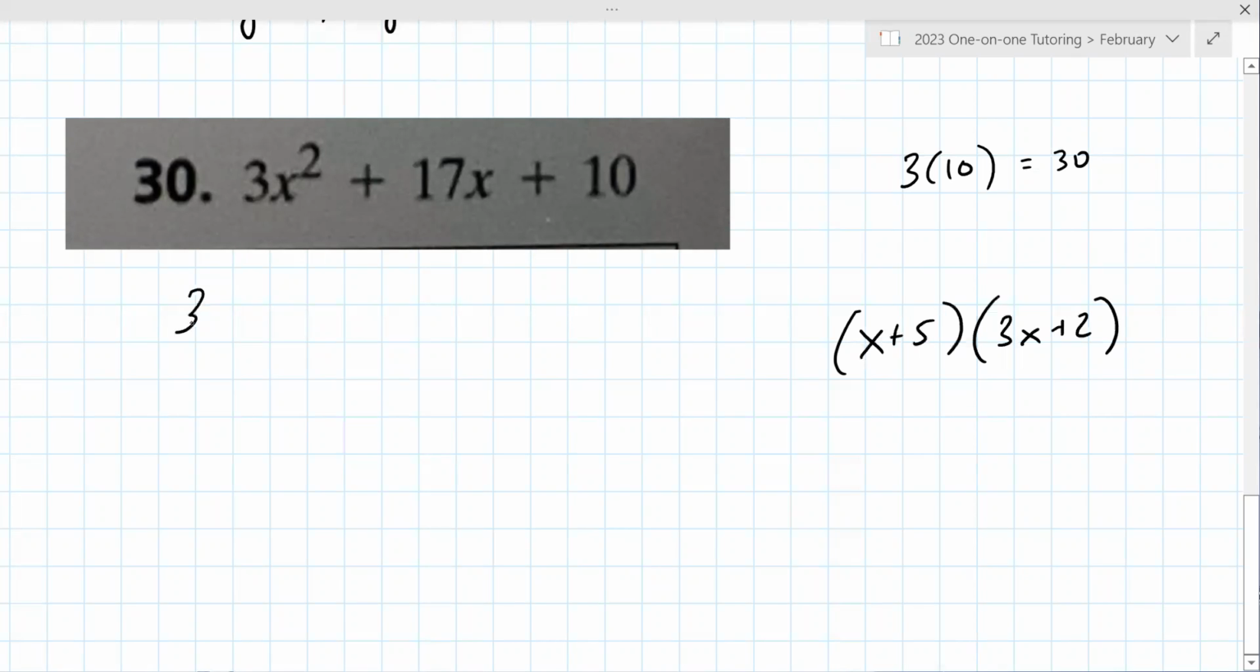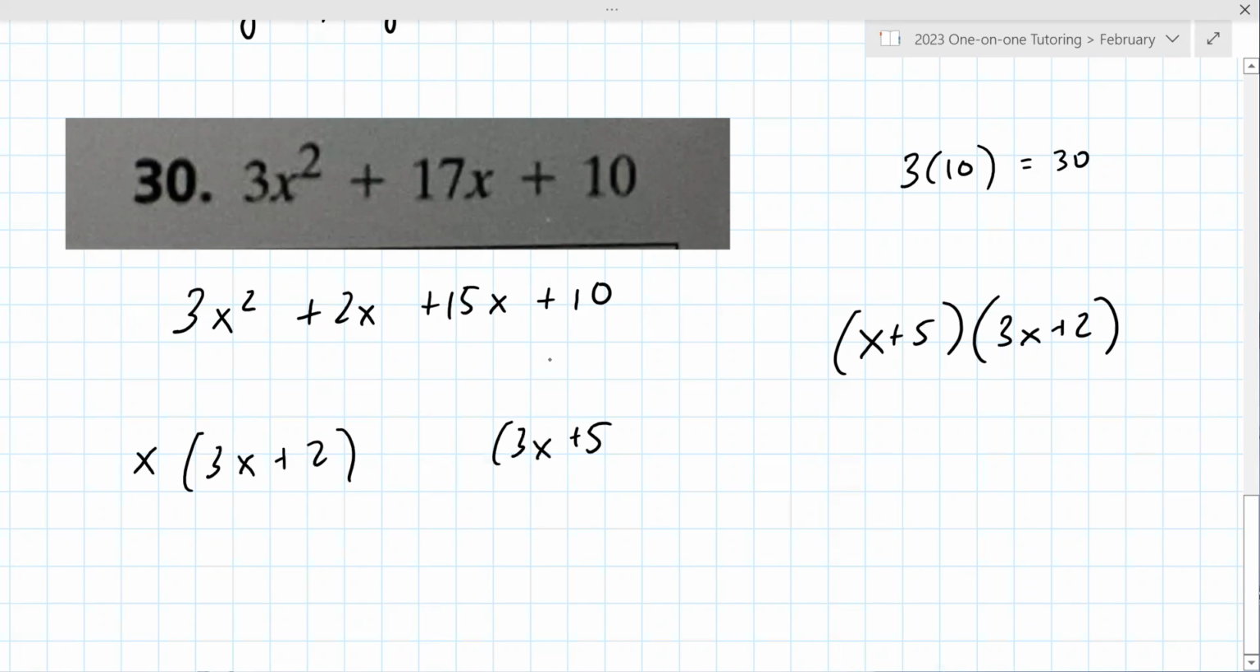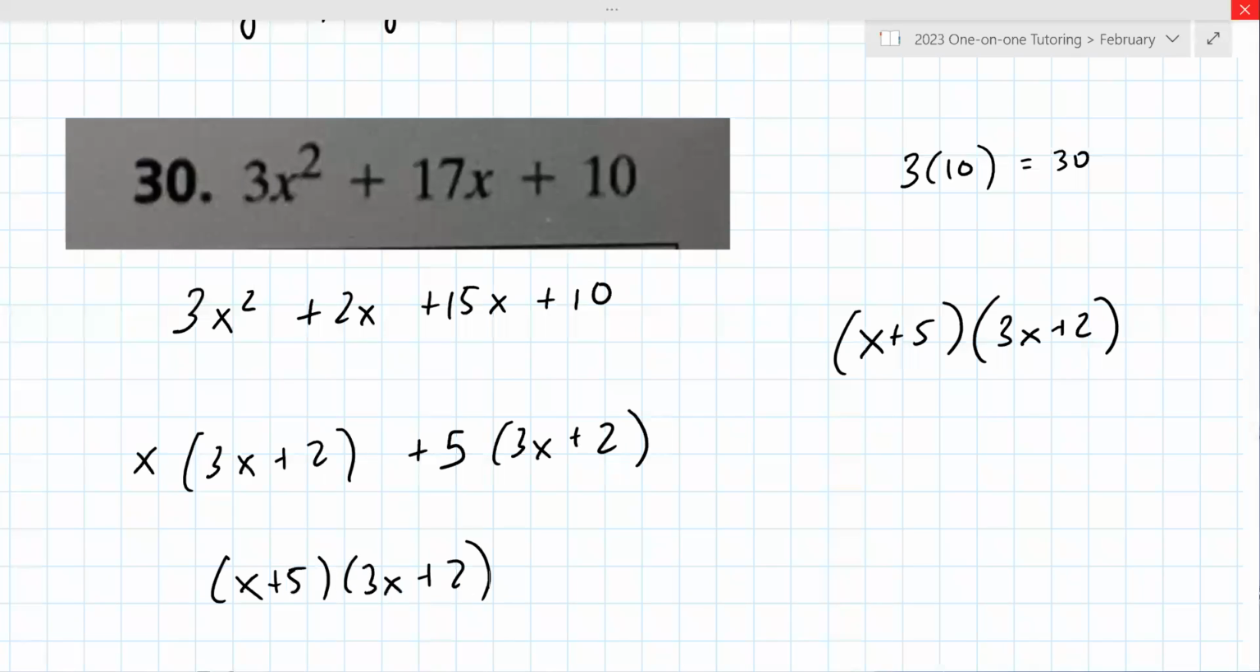Let me just show you that if you do it, because you probably use 15 and 2x. Let's say you went 2x plus 15x here. It still works. So the GCF is x, and this becomes 3x plus 2. And you still write 3x plus 2, not 5, and then you put a plus 5 here. So you still get x plus 5, 3x plus 2. Good. Okay, so any questions on that or any concerns?